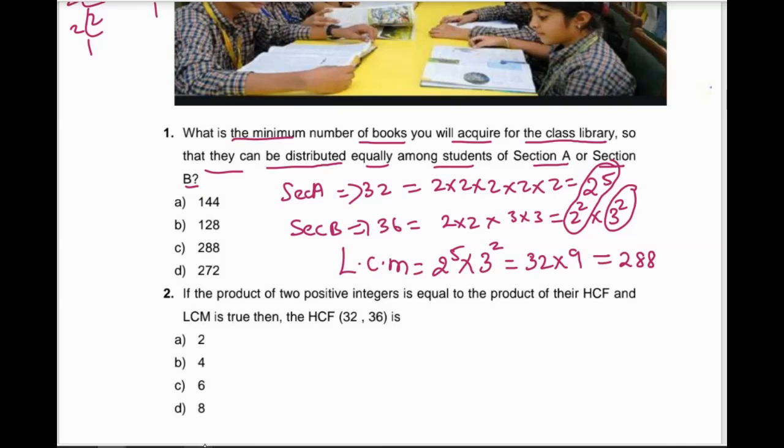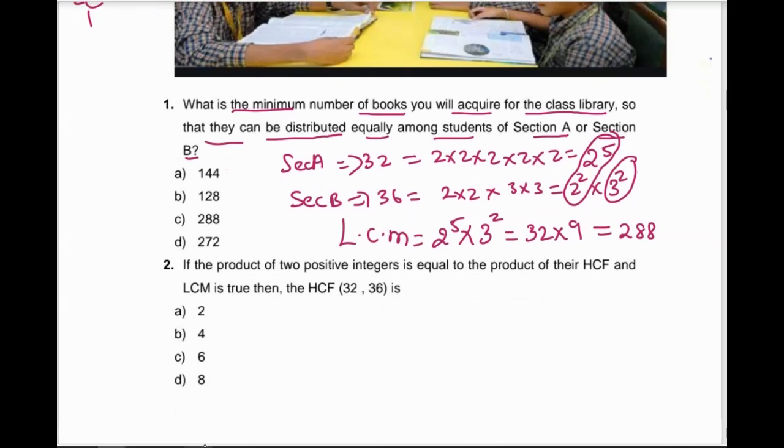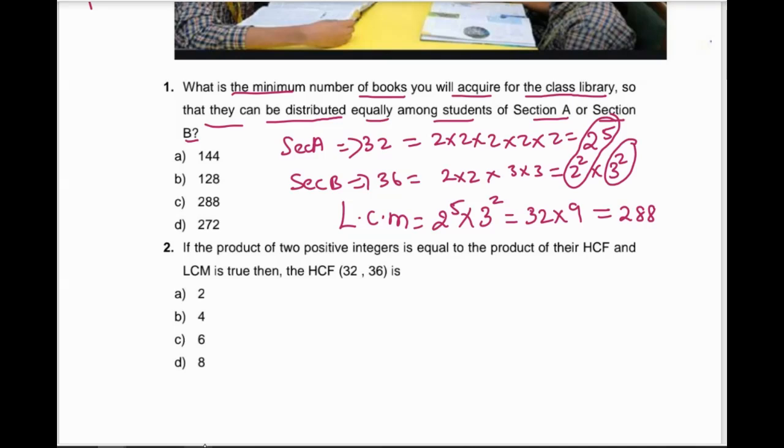Then moving on to the next question, we have the product of the two positive integers. The product of the two positive integers, let's say A and B, is equal to the product of HCF and LCM. This is a formula which we have. Now we are asked for the HCF of 32 and 36. 32 is 2 power 5 and 36 is 2 square into 3 square.